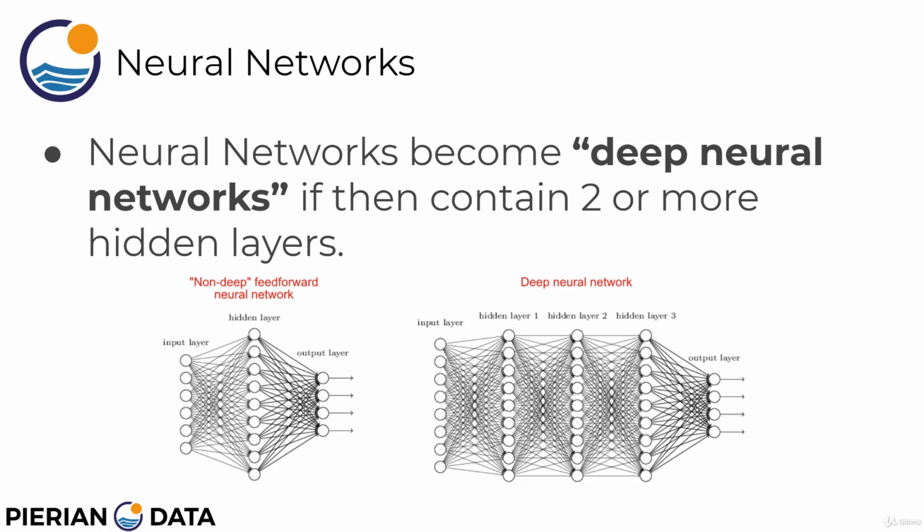So here we can see on the left-hand side, this network only has a single hidden layer. You'll notice that the hidden layer is quite wide, meaning it has quite a few neurons. So the width of a network is how many neurons are in the layer, and the depth of a network is how many layers there are in total. So a deep neural network is two or more hidden layers.